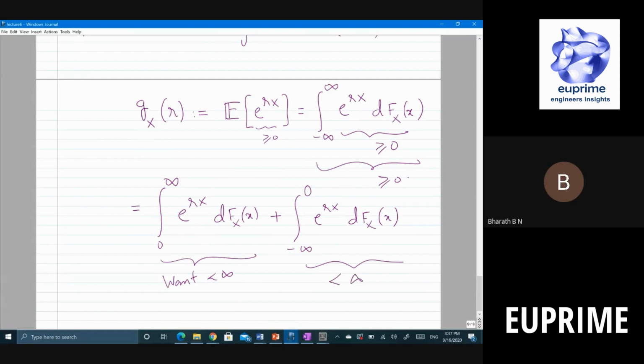This also I want to be less than infinity, right? Both. So obviously it depends on r. Definitely r: if r is 0, both integrals exist. Do you agree? Why?